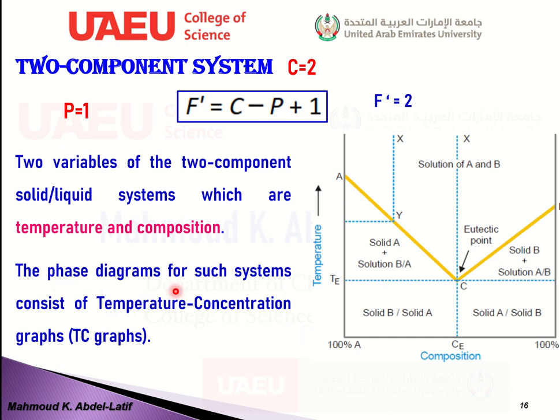So the phase diagrams for such systems consist of temperature-concentration or temperature-composition graphs. T-C: T means temperature, C could be composition, it could be concentration. Both are the same.